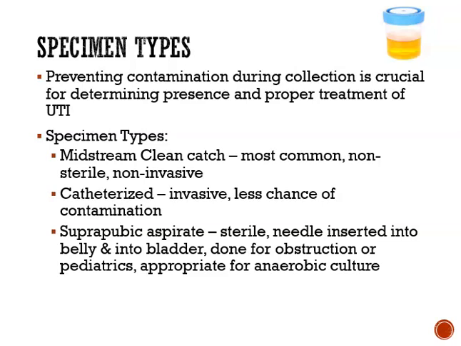But this is a non-invasive method of collection, so usually this is what we're going to ask the patients to collect for us. A catheterized specimen is considered invasive, but it reduces the risk of contamination. Contamination is still possible, though, since the catheter passes through the urethra. And then suprapubic aspirate. This one is sterile, where you've got a needle that goes through the belly, into the abdominal cavity, and into the bladder. This is done when there's some sort of obstruction, maybe in pediatric patients. This is the only urine specimen type that would be appropriate for anaerobic culture.